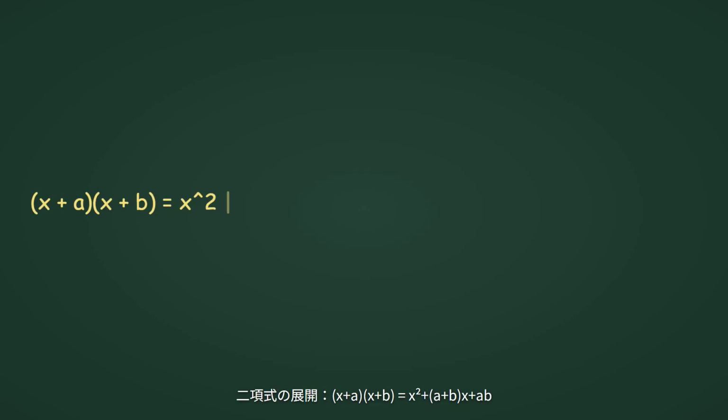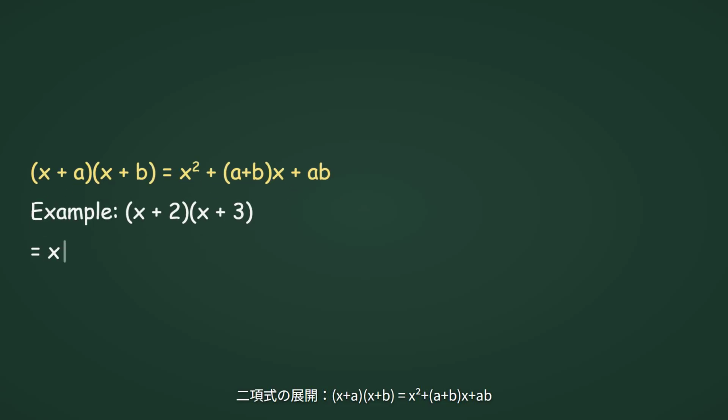Now let us look at the expansion of two binomials. When we multiply (x plus a) by (x plus b), we use the FOIL method. First, multiply the first terms to get x squared. Then outer terms give bx, inner terms give ax, and last terms give ab. Combining the middle terms, we get x squared plus (a plus b) times x plus ab.